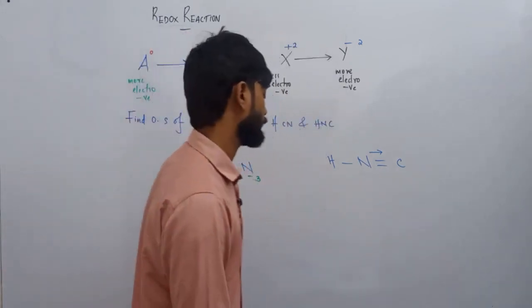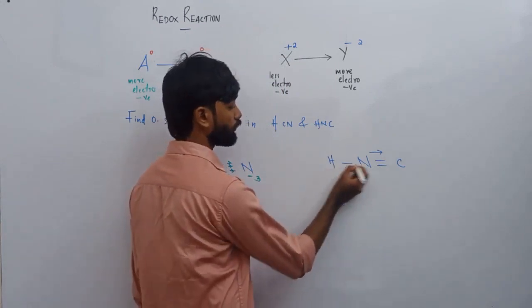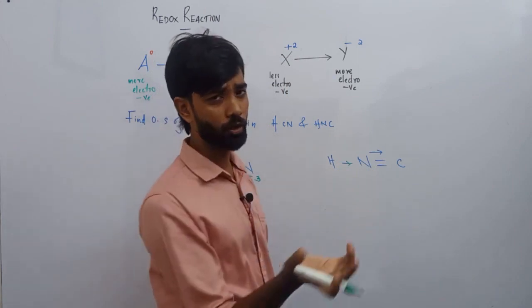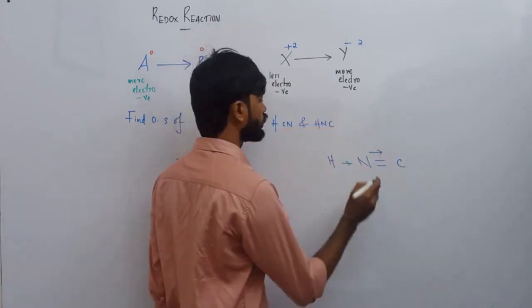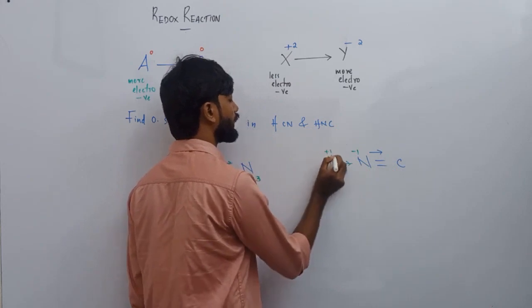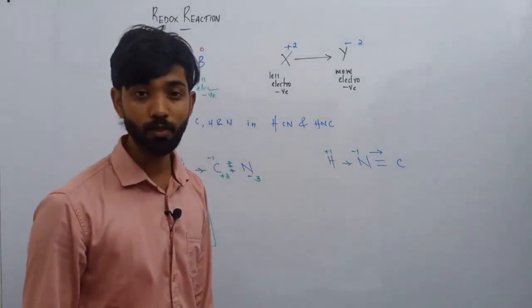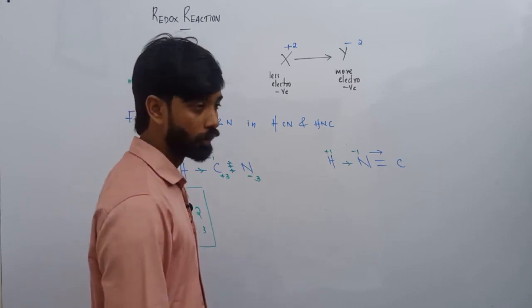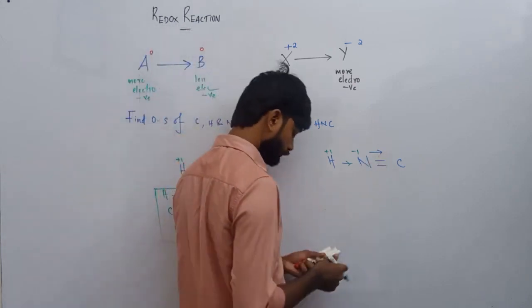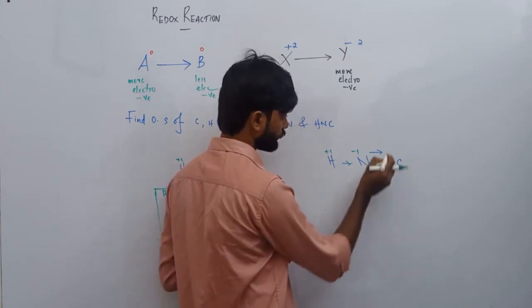Let's check hydrogen isocyanide. First of all, this bond, the H and N bond. Nitrogen is more electronegative, no doubt, so the electron density is towards nitrogen. So nitrogen attains a -1 charge from that covalent bond, and hydrogen has a +1, right? What about this?